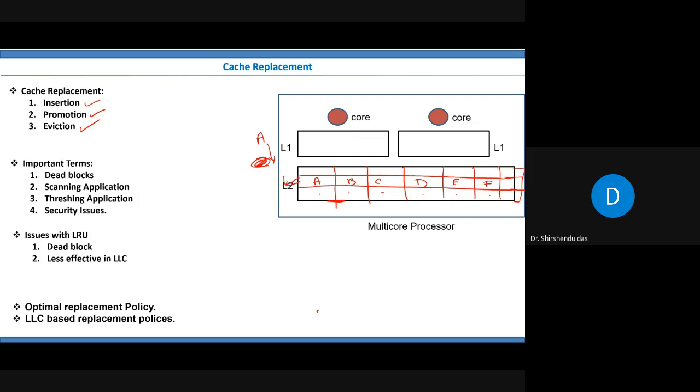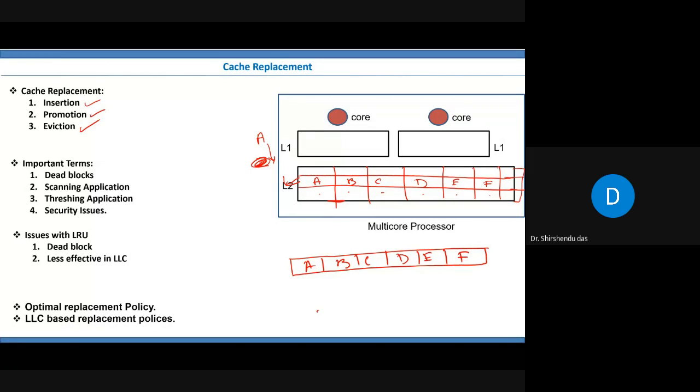Okay, so now some important terms. LRU replacement policy is done; you already know it. Now in the LRU replacement policy, suppose you have these blocks A, B, C, D, E, F.